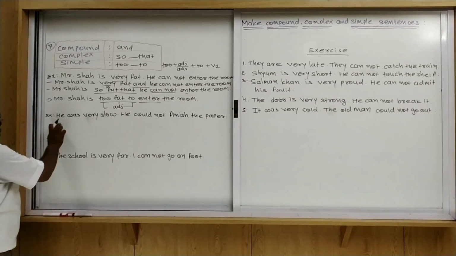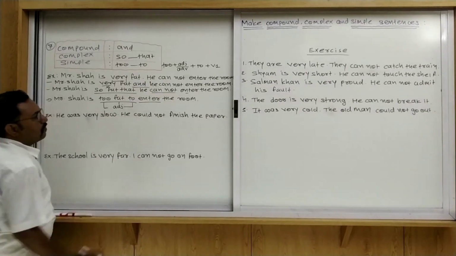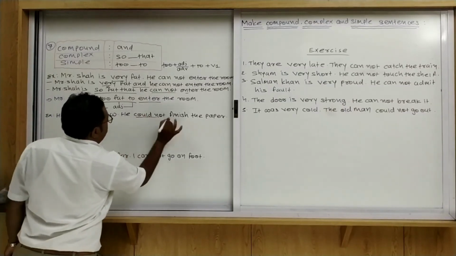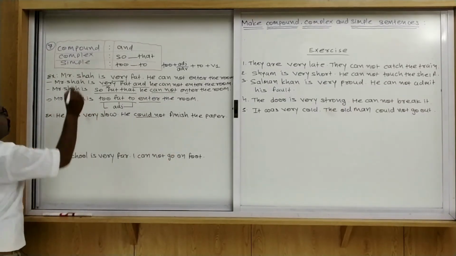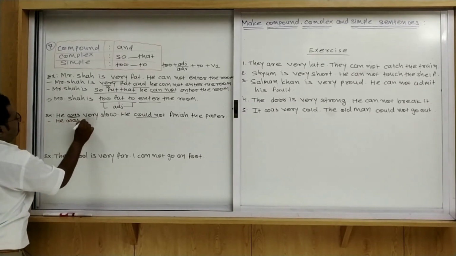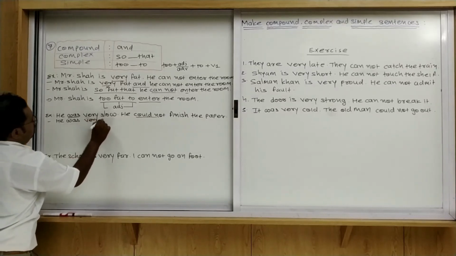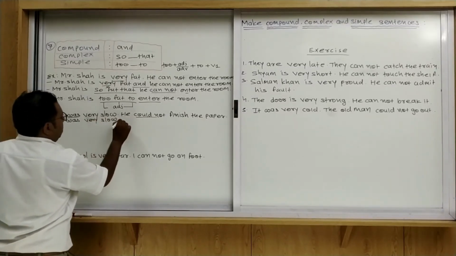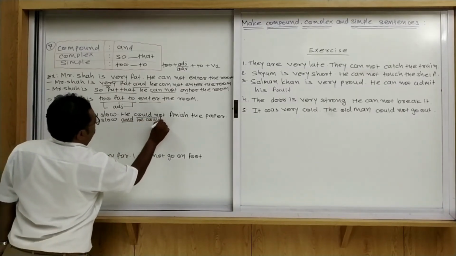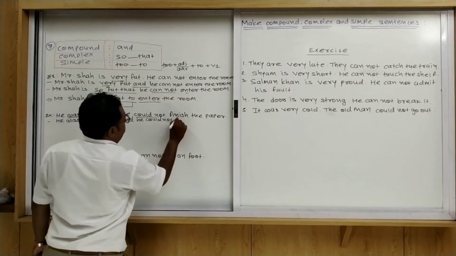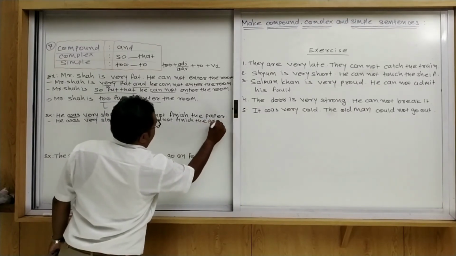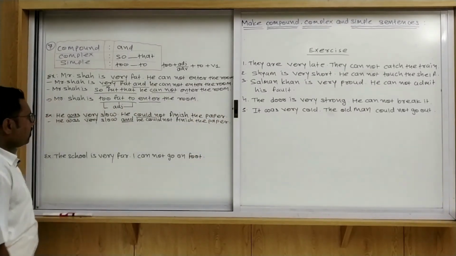Now next, he was very slow, he could not finish the paper. The sentence is used in past tense. So first of all I use "and". He was very slow and he could not finish the paper. Okay, I use here "and".